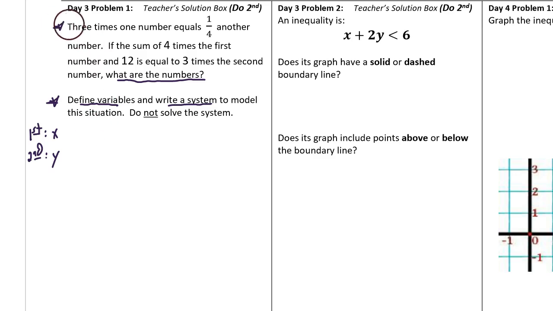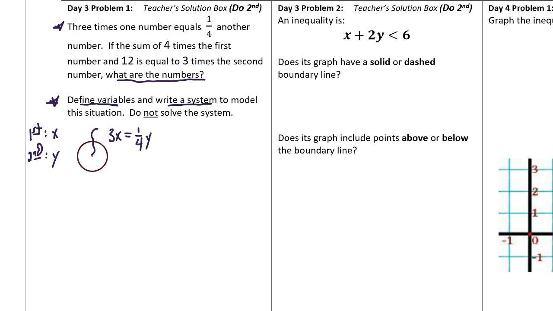So let's read the first sentence. 3 times one number, that's 3x, equals 1/4 another number, that's 1/4 y. This algebra expression fits these words.